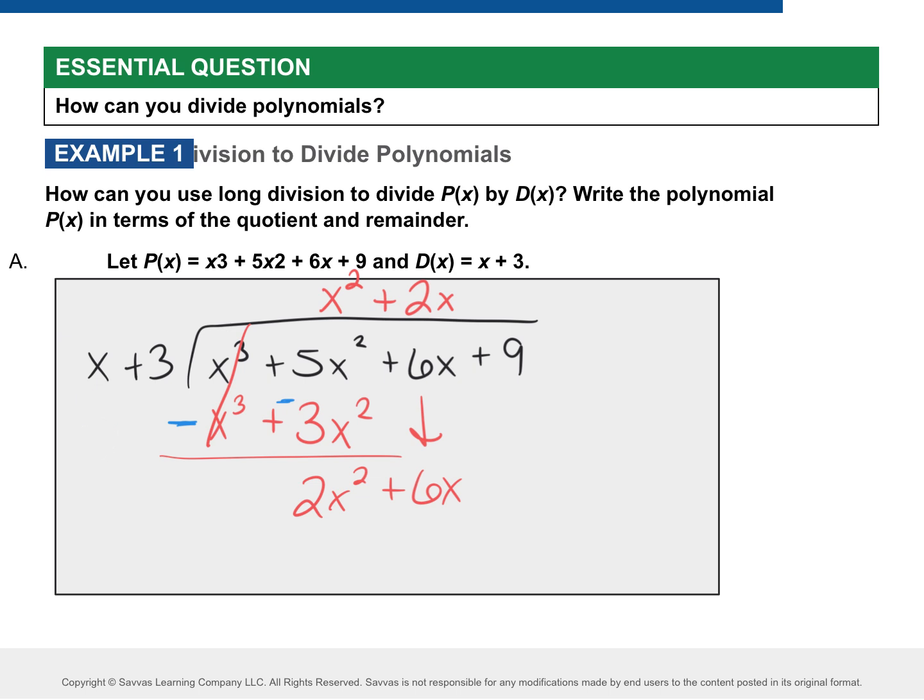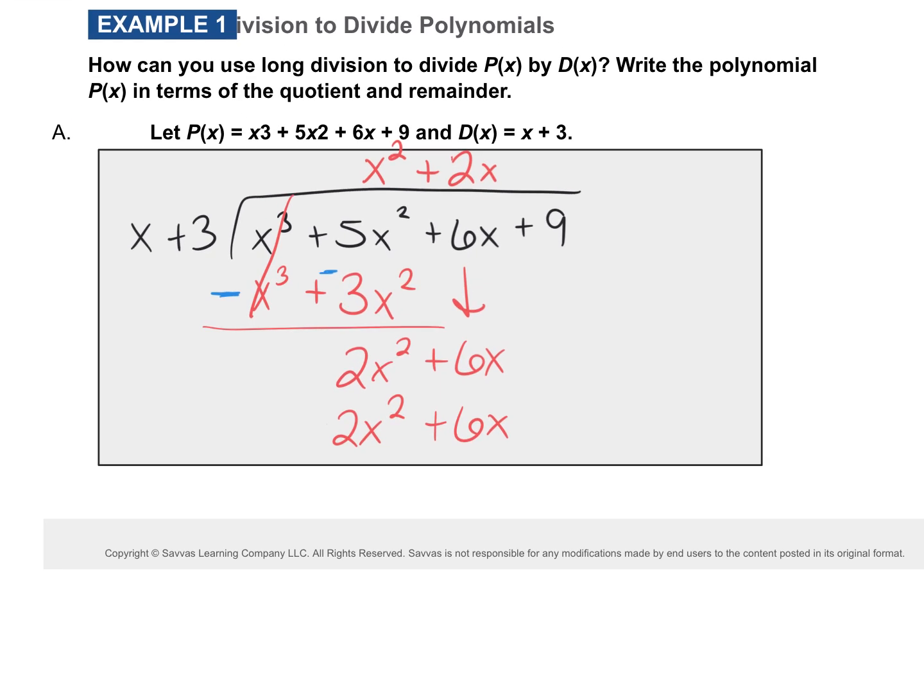So 2x times x is 2x squared. And then 2x times 3 is 6x. What do I do from here? Subtract. Take that subtraction sign through. Both cancel out, and I drop down the 9. Well, what do I do with that 9? Oh, is that the remainder? That's my remainder.